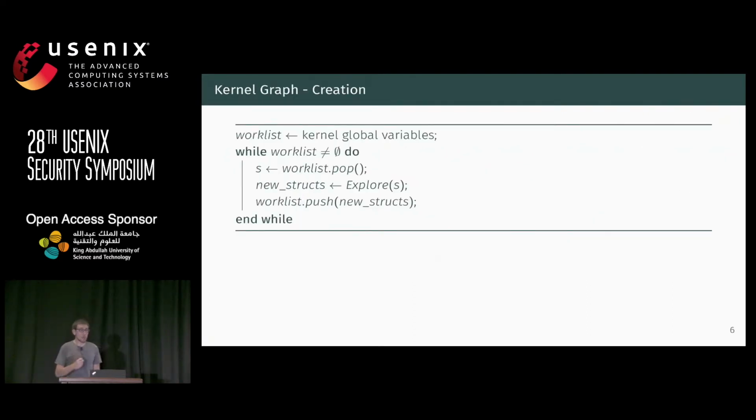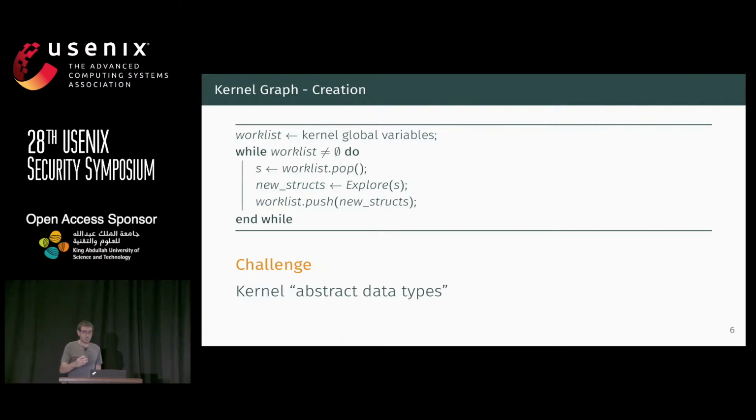But let's take a closer look at how we created this kernel graph. Actually, the algorithm is pretty simple. It's based on a work list, which gets initialized with the addresses of the kernel global variables. And then basically, we just iterate over this work list. So we take one structure, and we explore it, which means that we look at its fields, and if these fields are pointers to structures, we dereference them. If there are arrays, we just walk the arrays. And this exploration will bring us to new structures, which are in turn appended to the work list. And then we simply repeat this process over and over again until the work list is empty.